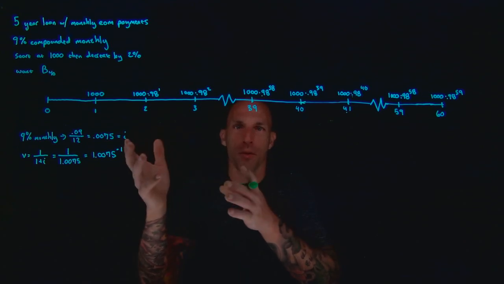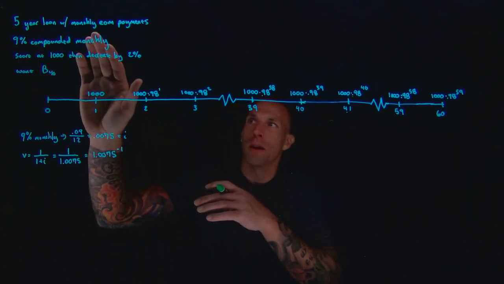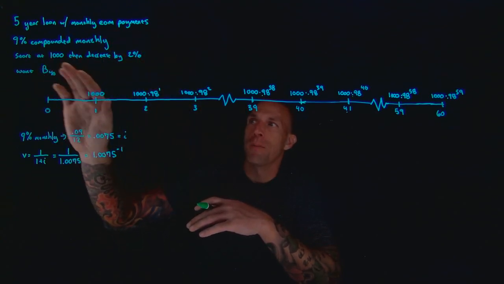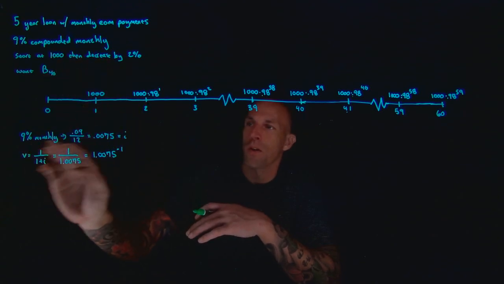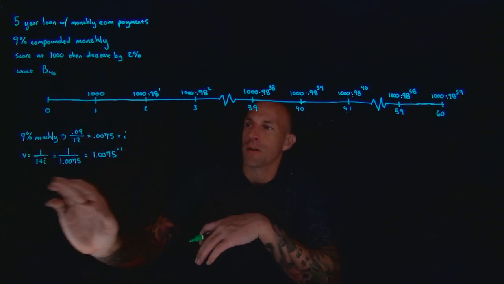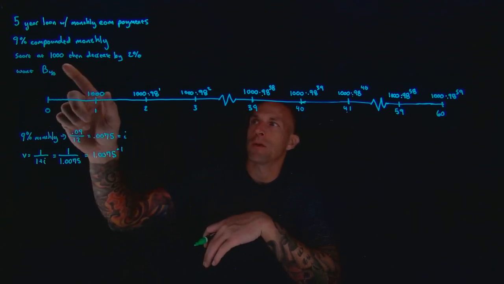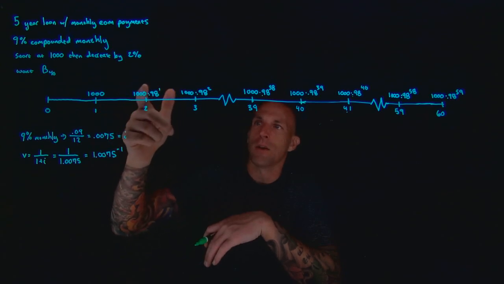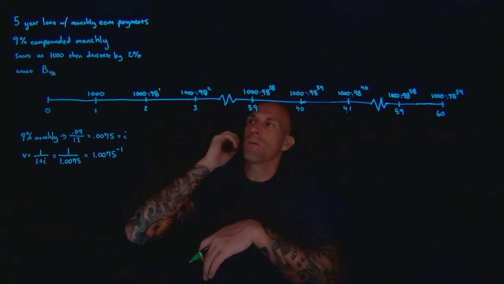This is problem number 13. We're told we have a 5-year loan and we're making monthly end of month payments. We're working with a 9% annual interest rate, but it's compounded monthly. So I've worked that value out here, as well as its associated present value factor. We have this payment structure where we start by making a $1,000 payment and then decreasing by 2% as we go on until we get to the end of the loan.